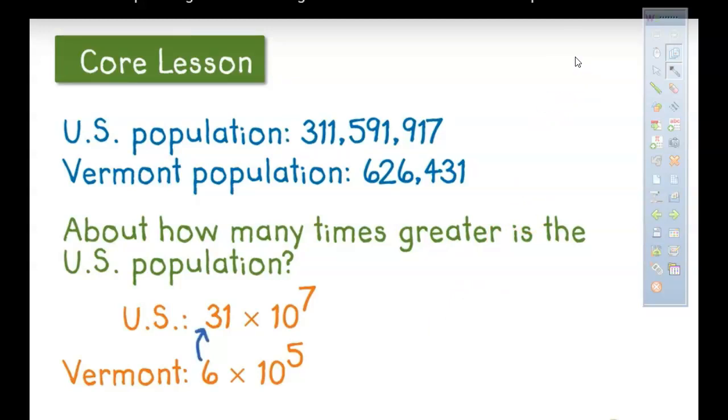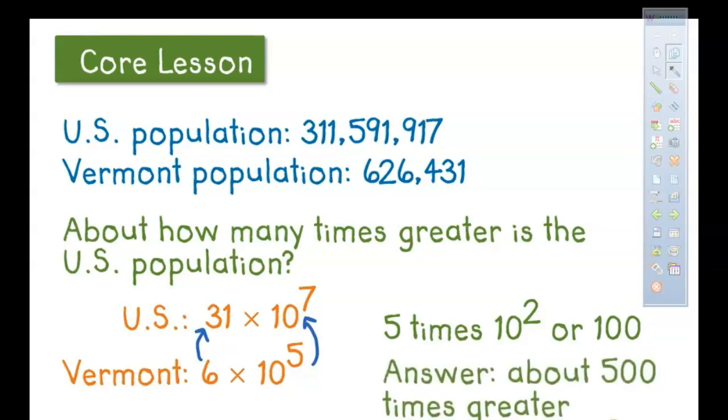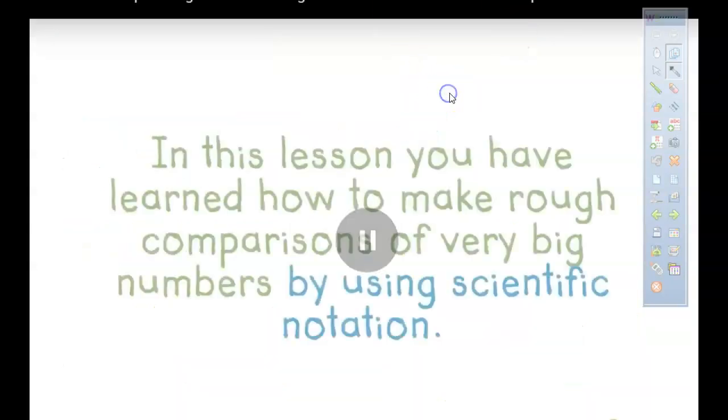So to get from 6 to 31, you need to multiply by about 5, because 6 times 5 is 30. To get from 10 to the 5th to 10 to the 7th, you need to multiply by 2 powers of 10. So overall, we need to multiply by 5 and 10 to the 2nd, which is 100. That means the United States as a whole is about 500 times greater than just Vermont.